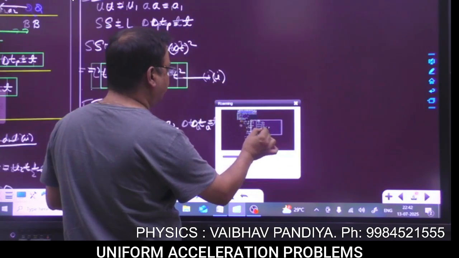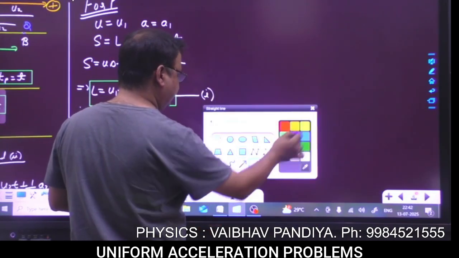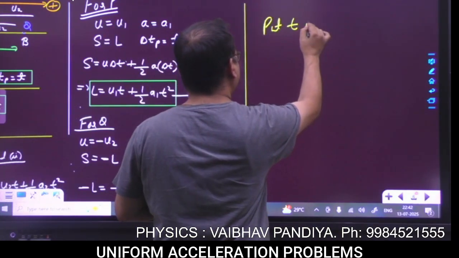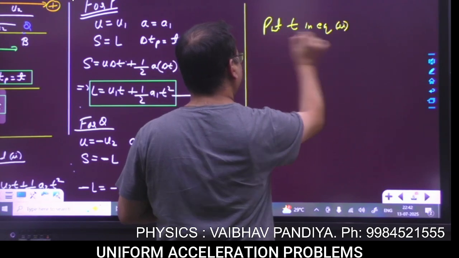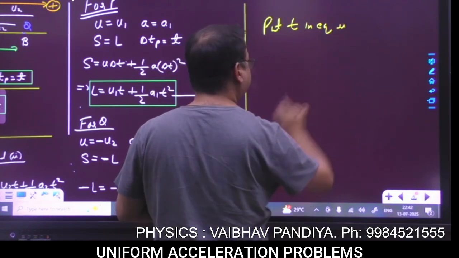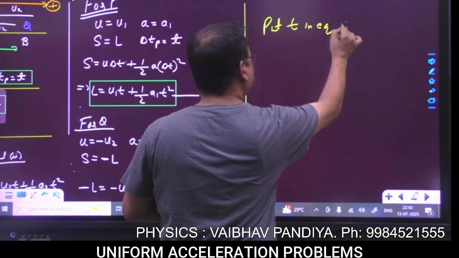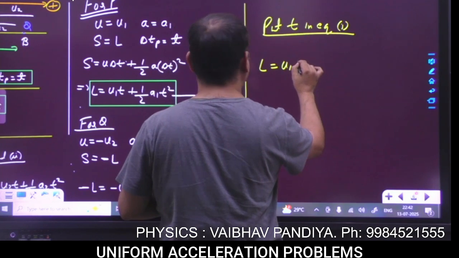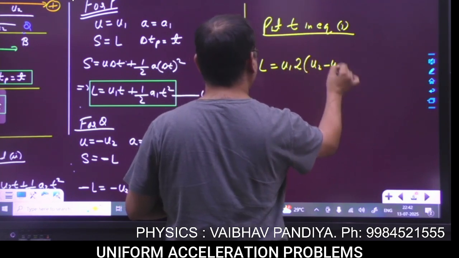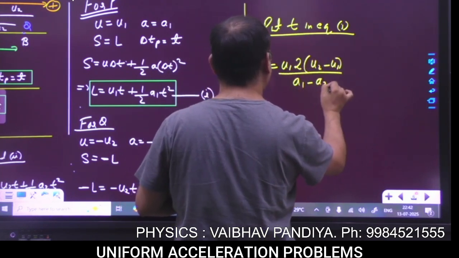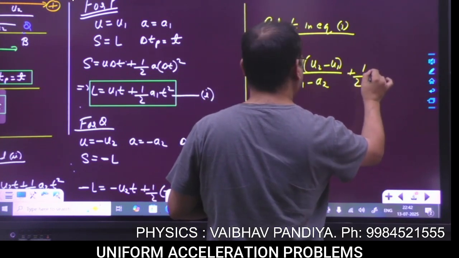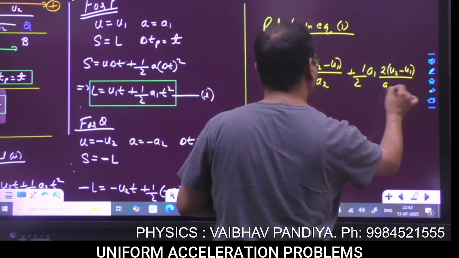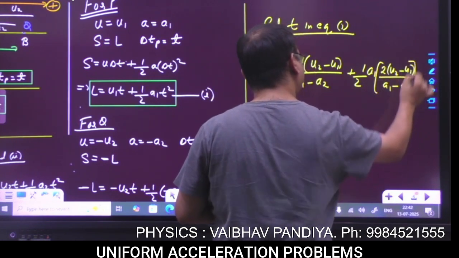So I am putting the value of T in equation number 1 and we will get the value of L. You can also put that in equation number 2, that depends on your choice. I am putting it in equation number 1. So what you will get, L is equal to U1 times T, and the value of T came to be twice of (U2 minus U1) divided by (A1 minus A2), plus half A1 times twice of (U2 minus U1) divided by (A1 minus A2), that is the value of T, whole square, correct?